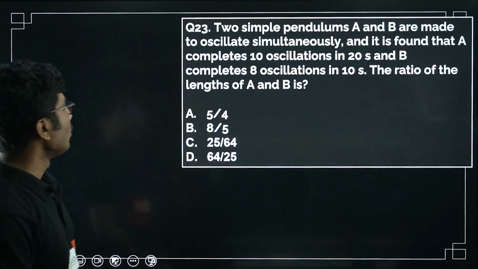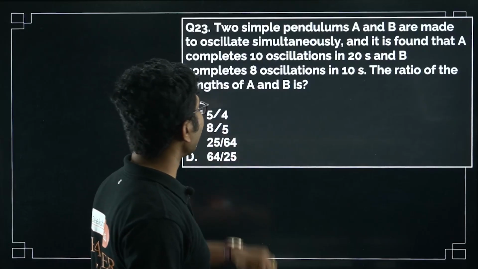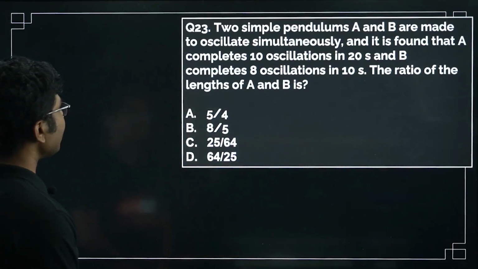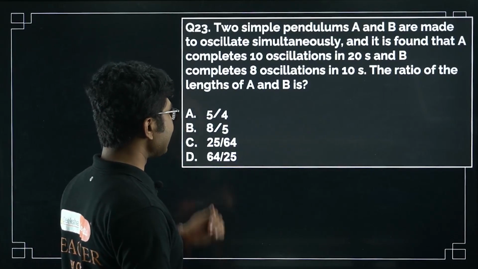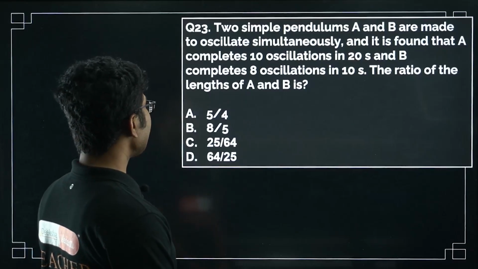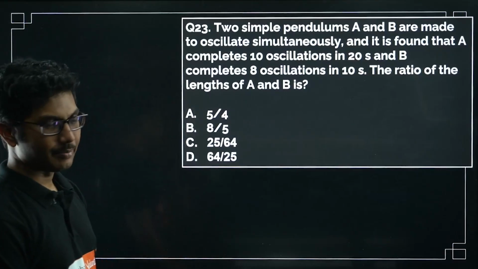Next question. Two simple pendulums A and B are made to oscillate simultaneously, and it is found that A completes 10 oscillations in 20 seconds and B completes 8 oscillations in 10 seconds. The ratio of lengths of A and B is?